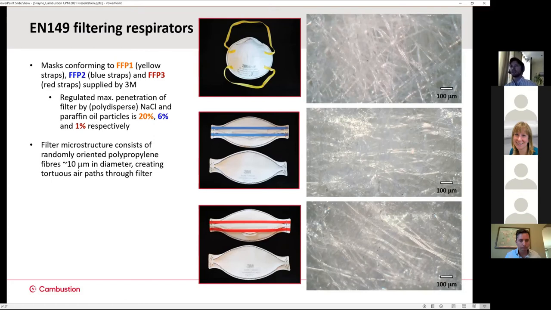So for this study, here there's a group of 3 EN149 masks conforming to the FFP1, 2, and 3 classes. So they have to conform to penetration tests with salt and paraffin oil challenge aerosols and meet certain filtration efficiencies listed here. And some optical micrographs showing the microstructure, which, as you can see, are a mat of randomly oriented fibers, generally around 10 microns in diameter. And that creates a very tortuous flow path for the inhaled and exhaled air to help enhance particle collection.